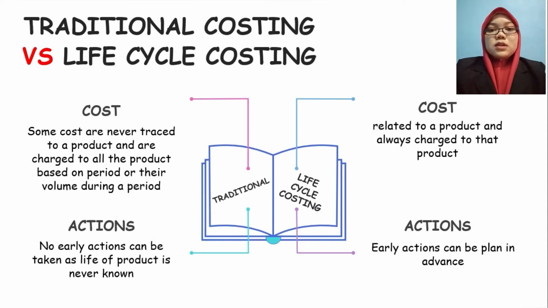Next, for the cost, for traditional costing, some costs are never traced to a product and are charged to all the products based on a period or their volume during a period, while for life cycle costing, costs are related to a product and always charged to that product. For action, for traditional costing, no early action can be taken as the life of the product is never known, while for life cycle costing, early action can be planned in advance.